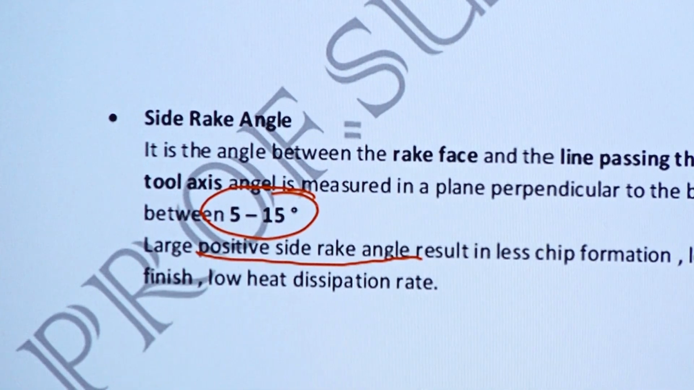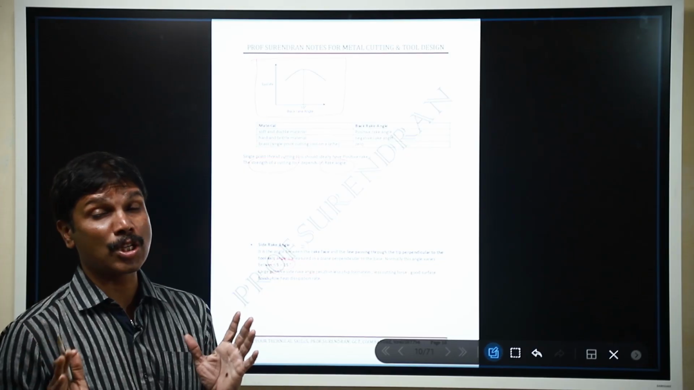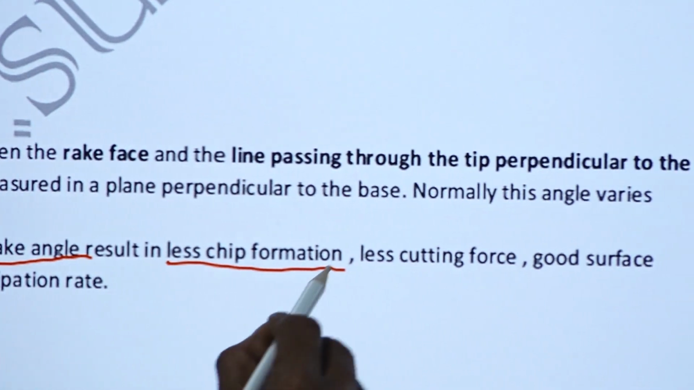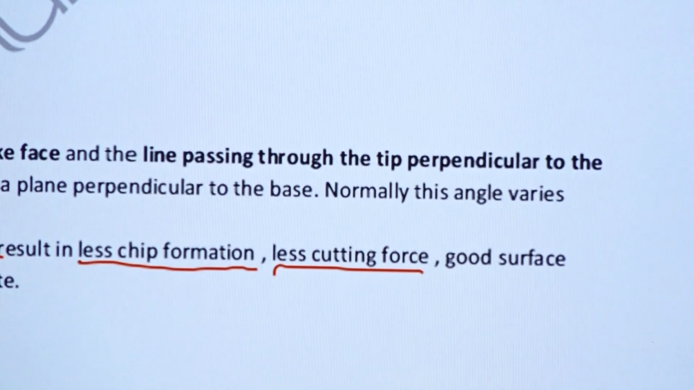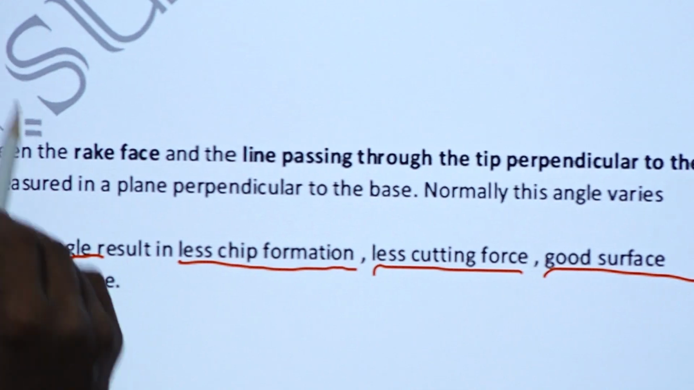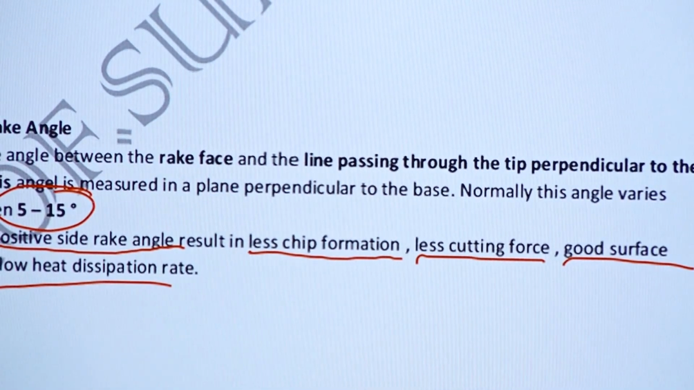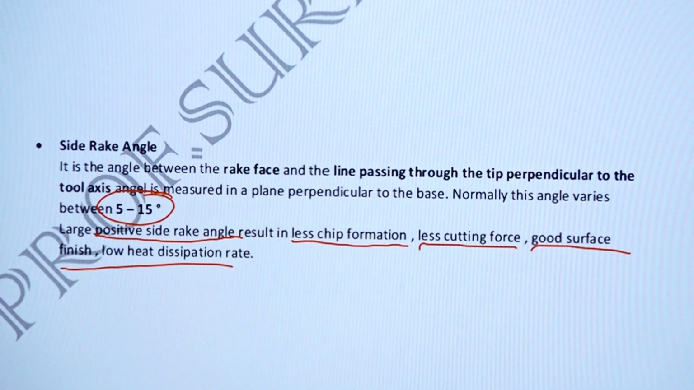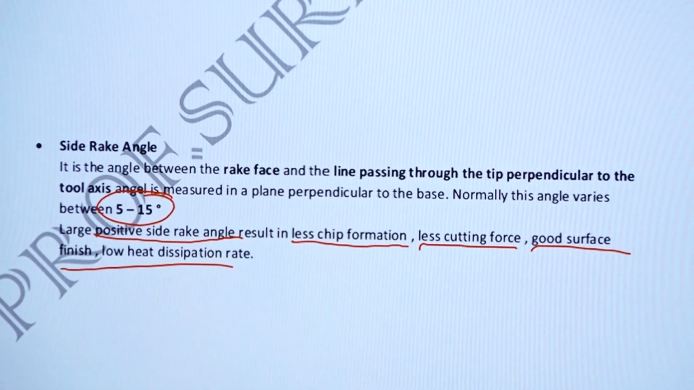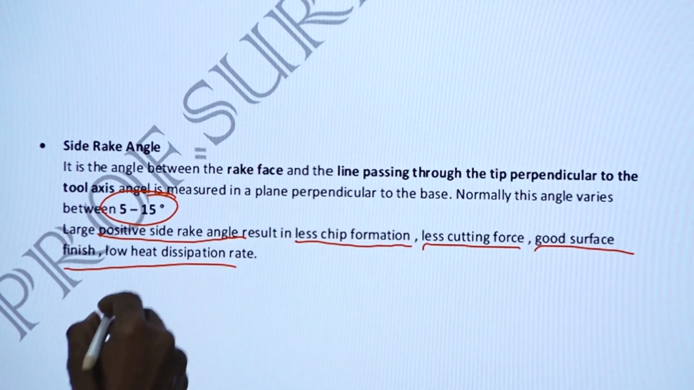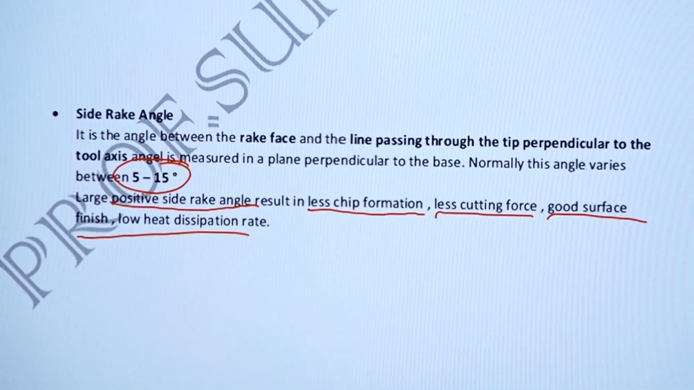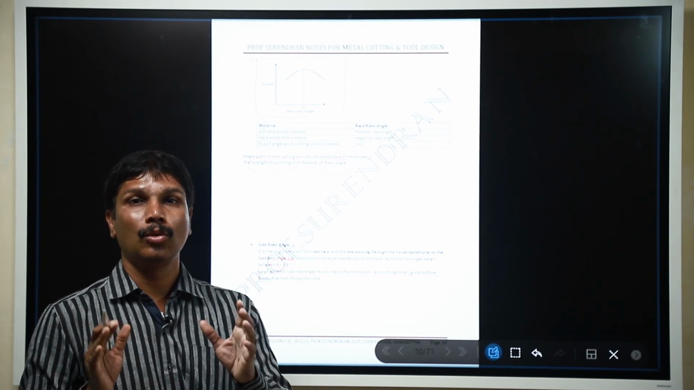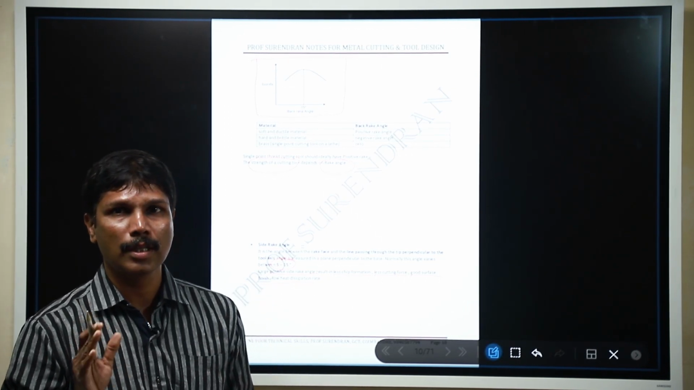A large positive side rake angle results in less chip formation, less cutting force, good surface finish and a low heat dissipation rate. So when the side rake angle is more, what happens? Chip formation is less, cutting force is less and heat dissipation is less. So three things are less to produce a good surface finish.